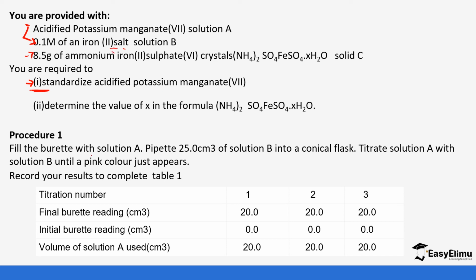The burette was filled with solution A, which is the permanganate, and 25 centimeters cubed of solution B, which is the iron 2 salt, was pipetted and placed in a conical flask. And of course, a few drops of the indicator were added. Then solution B was titrated with solution A until the pink color appears. The results were recorded in our table as shown.